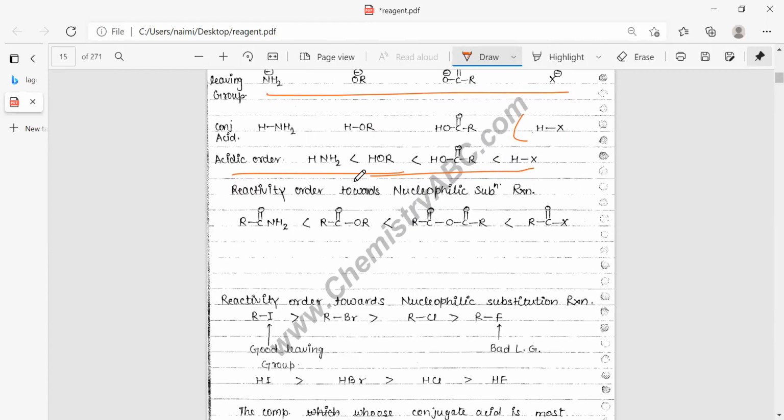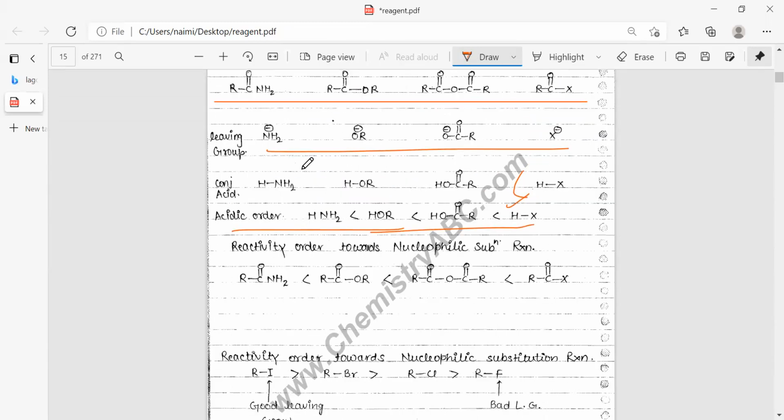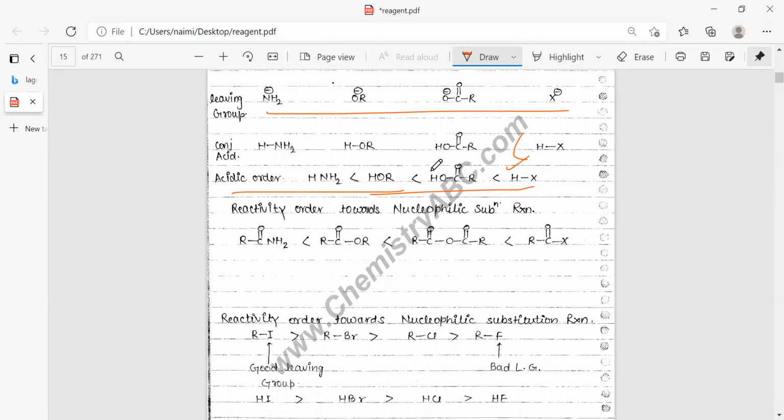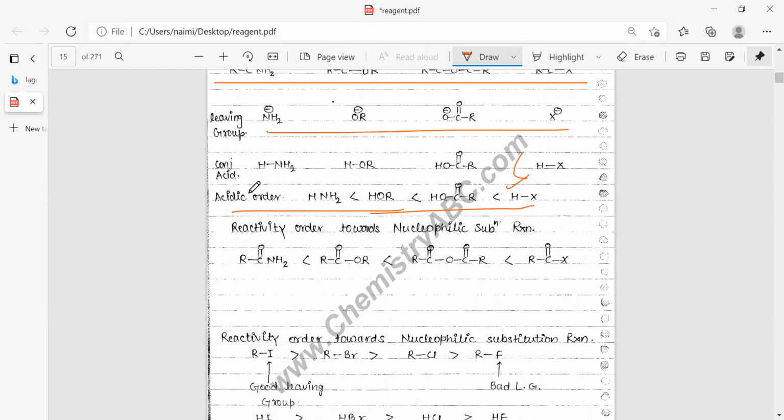You can see acidic means which one can release H plus easily. So the one that releases H fastest is the most acidic. This one is the acidic order. You can see here a lone pair is present, here a lone pair is present, and here a lone pair is also present. So HX is the most acidic compound, then this one, then this one, then this one.